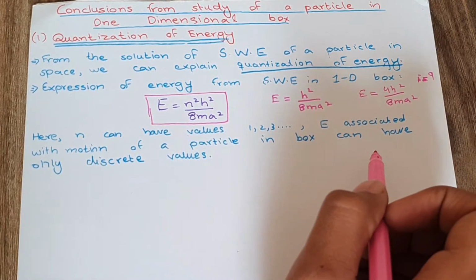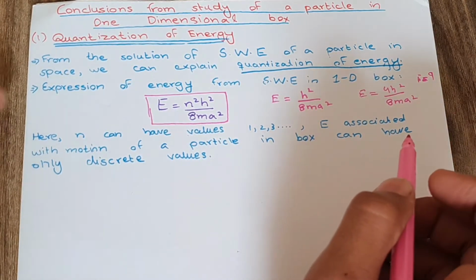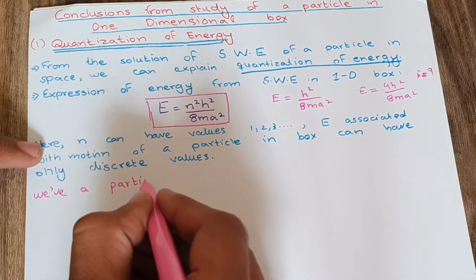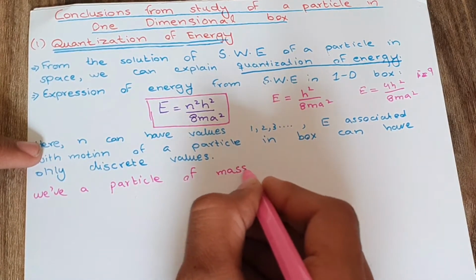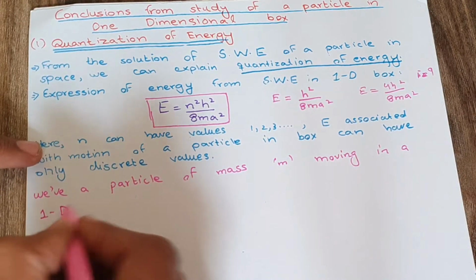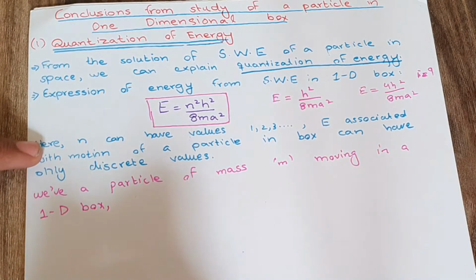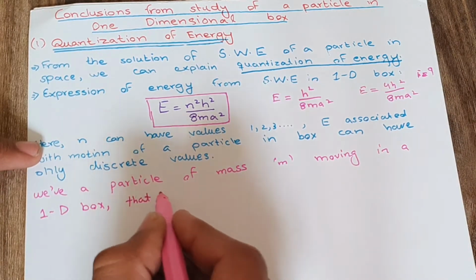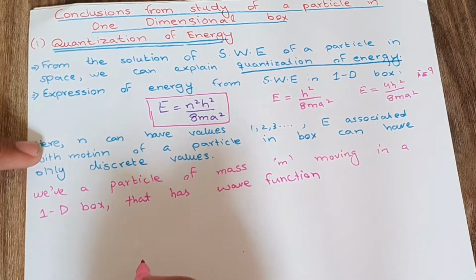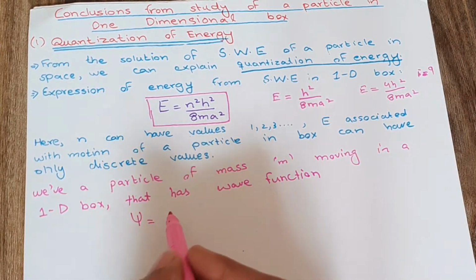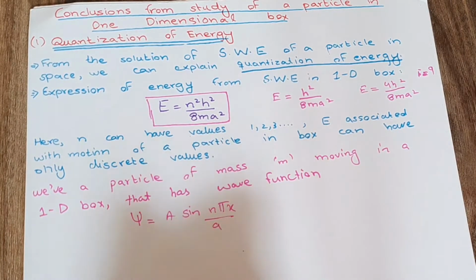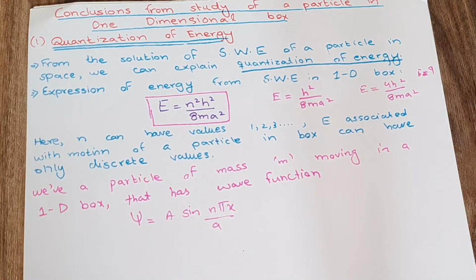So let's derive the expression. For example, say we have a particle of mass m moving in a one-dimensional box that has a wave function psi equal to a sine n pi x over a. For this particle we are going to derive the expression for energy.